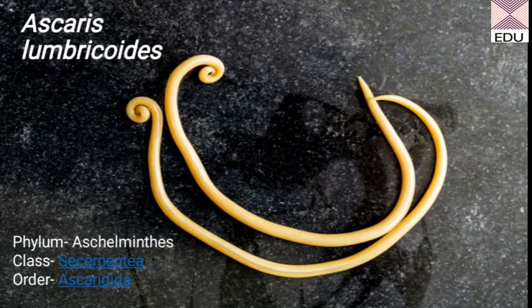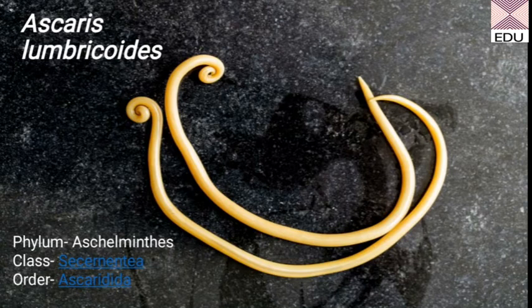But in case of Ascaris, we have different sexual forms. We have males and females. So that means there is sexual dimorphism. Sexual dimorphism means males and females can be identified through morphological features. By seeing them, you can say that this is a male and this is a female. So this is sexual dimorphism. The nematodes or the roundworms show sexual dimorphism.